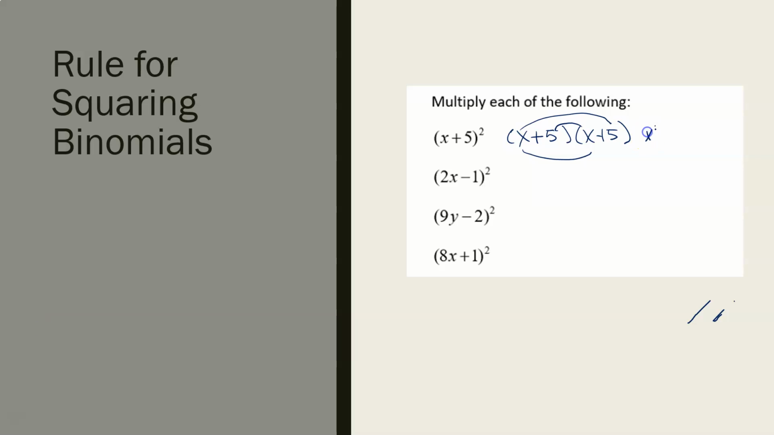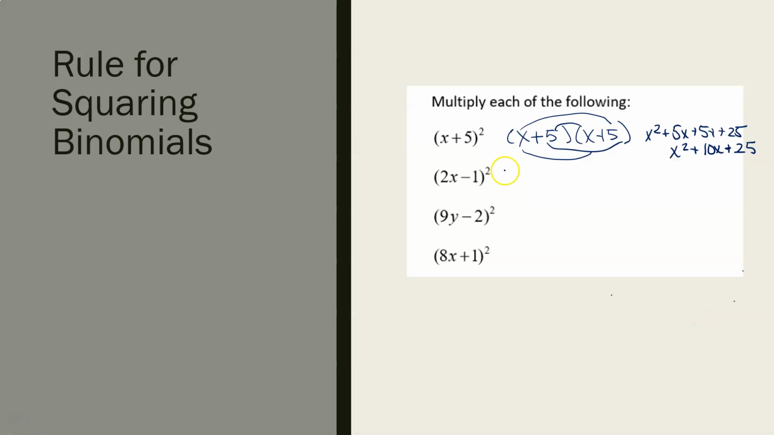So you have x squared plus 5x plus 5x. And then last, which will give you 25. So this is x squared plus 10x plus 25. All right? So I want you to take a minute and multiply all of those.